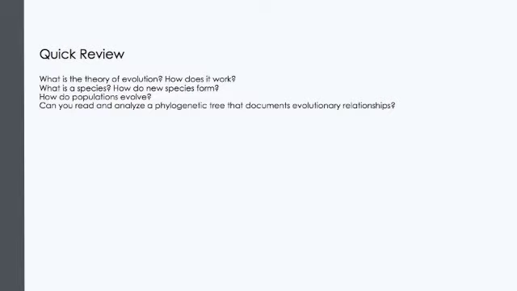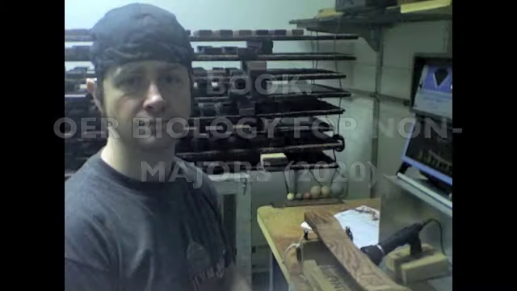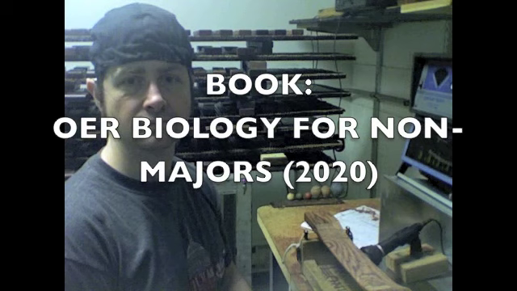So let's recap tonight's lecture. You should be able to describe the theory of evolution and how it works. You should be able to define a species, and you should know how a new species can form. You should also be aware of how populations evolve. And you should be able to read and analyze phylogenetic trees that document evolutionary relationships, and that ties in to the previous chapter.